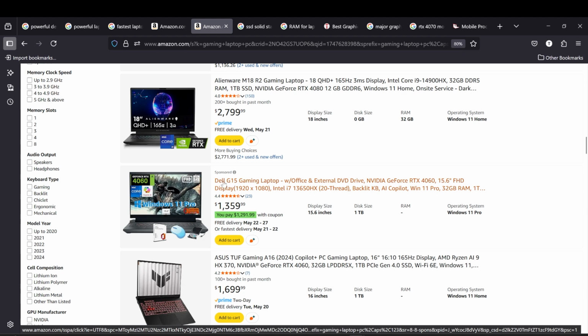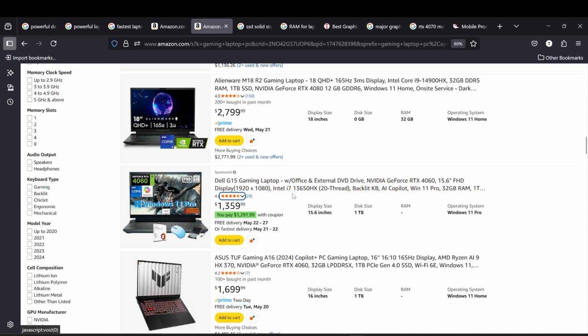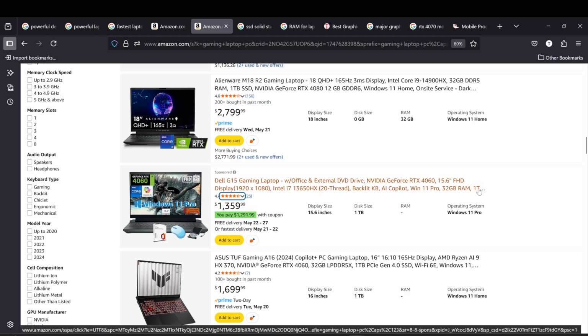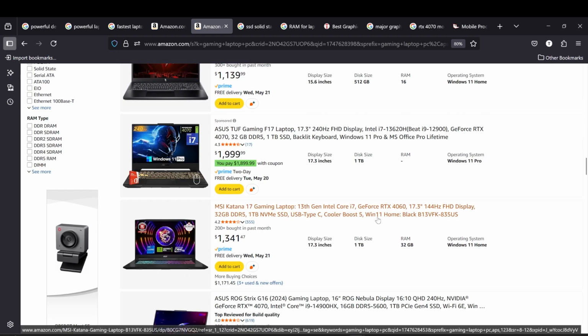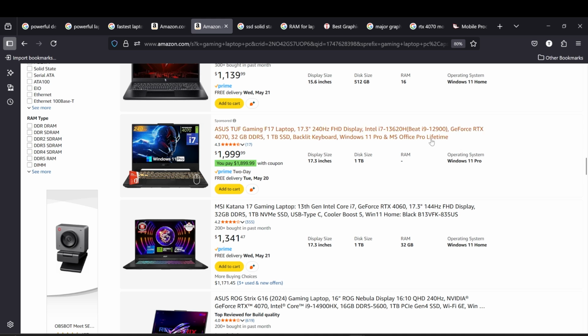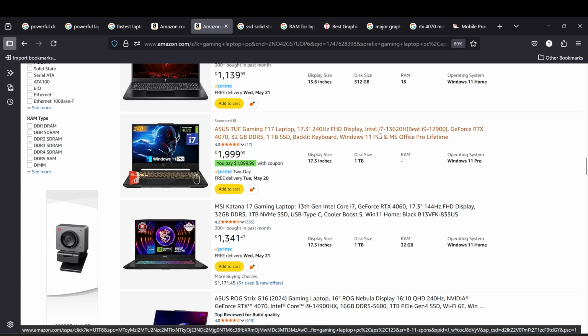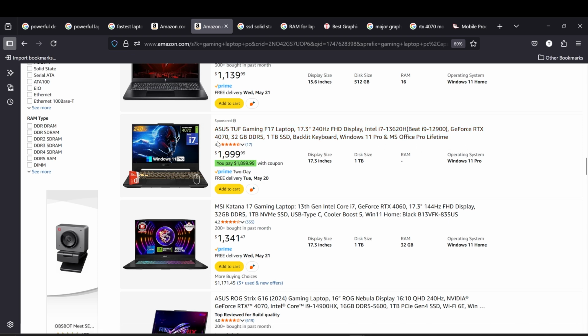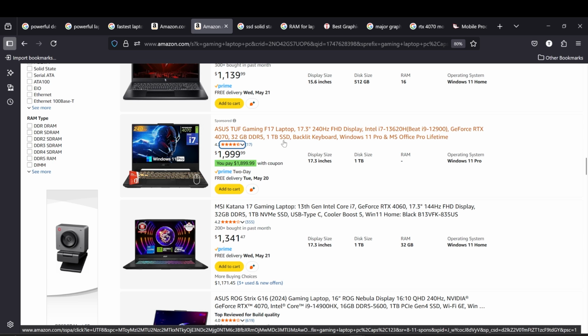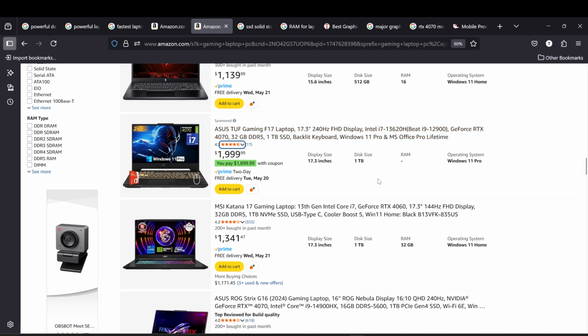This is the gaming laptop. It's a 4060 and an i7 13th generation, 32 gigabytes of RAM, and 1 terabyte of hard drive. It's a decent number that we see. And then this one is i7 13th generation. This is a good processor, and it also has the RTX 4070, 32 gigabytes of RAM, and 1 terabyte of hard drive.